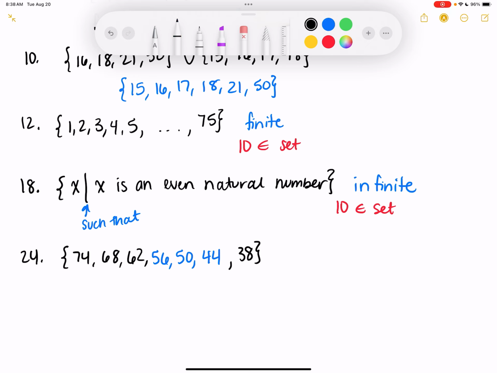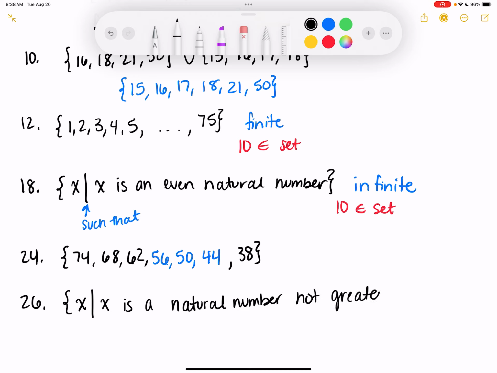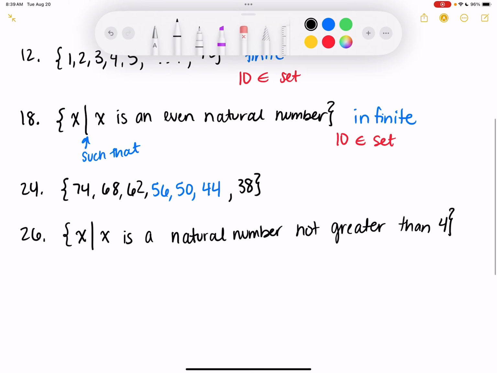Now they could give us one that was written kind of like 18. So number 26, it's the set of x such that x is a natural number not greater than 4. So this one, they don't technically give me any numbers, but they give me enough information that I can figure it out. So what natural numbers are not greater than 4? 0. Just 1, 2, and 3.